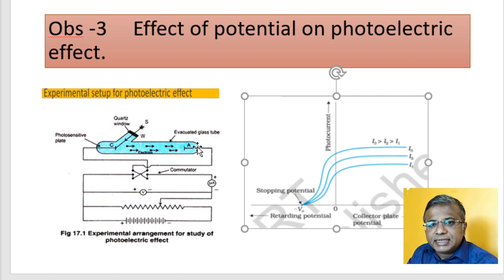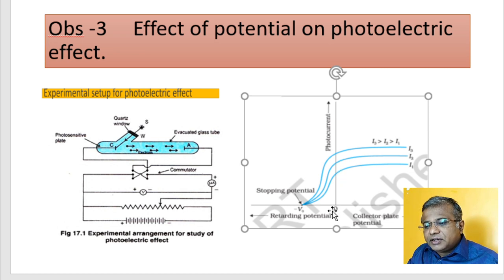What happens if this plate is negative? When the plate is negative, these electrons will basically be repelled. If the plate is negative, we will see that these electrons over here will be repelled backwards.